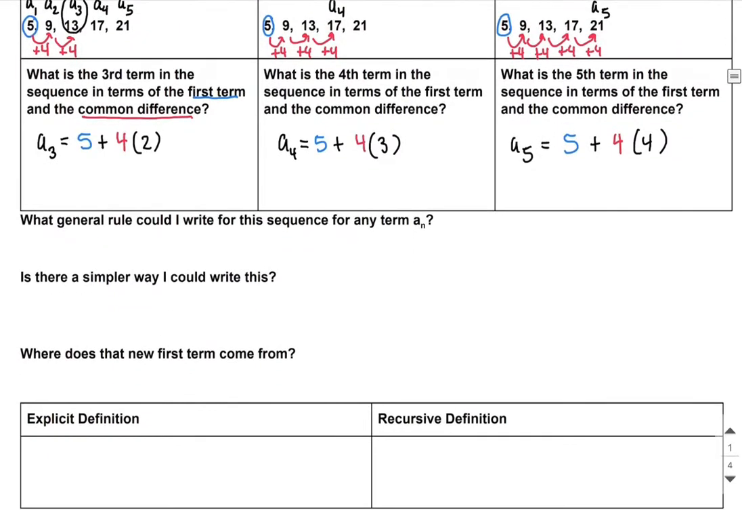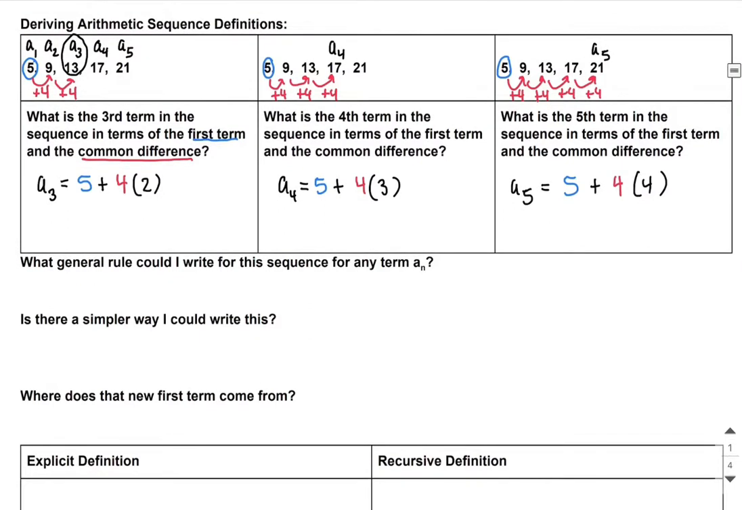Now, I want to write a general rule. So what general rule could I write for the sequence for any term a sub n? So what if I wanted to find a sub 100? What formula could I use to do that? There's a pattern that we see here. If we write a rule in terms of the first term in our list. So a sub n, n being any number that we want it to be, 6, 7, 8, 9, 100, would tell us the number that's in that position in the list. So a sub 100 would be the 100th term in the list of numbers.